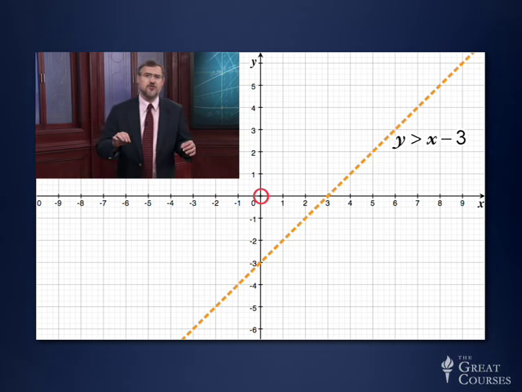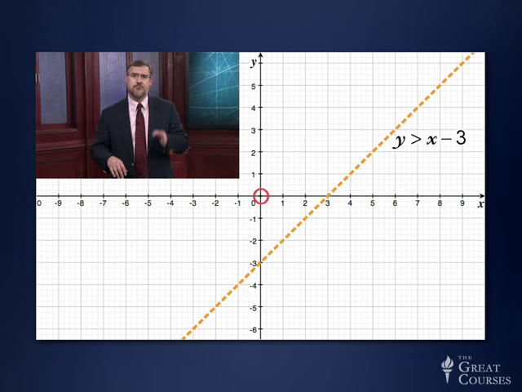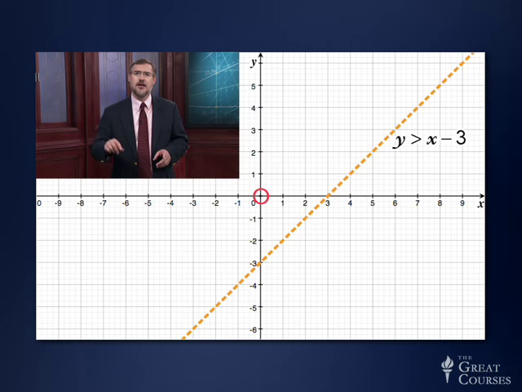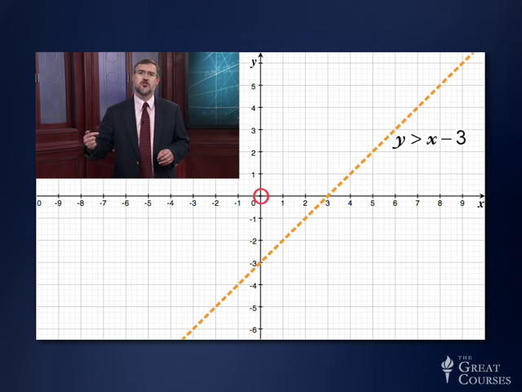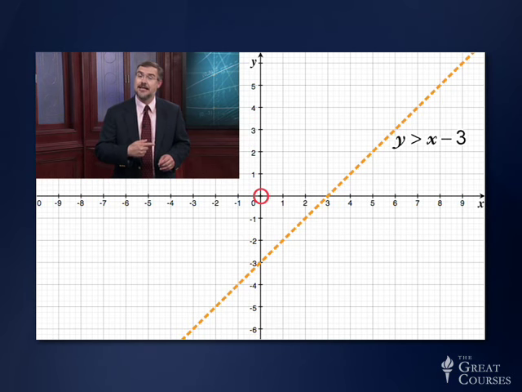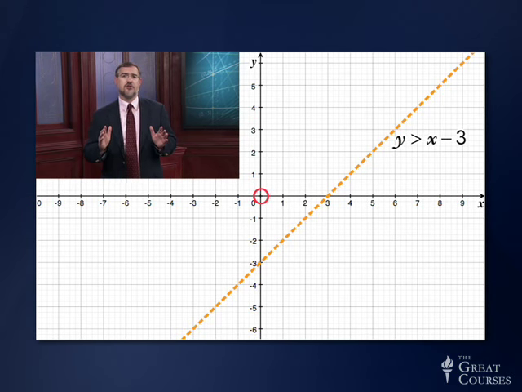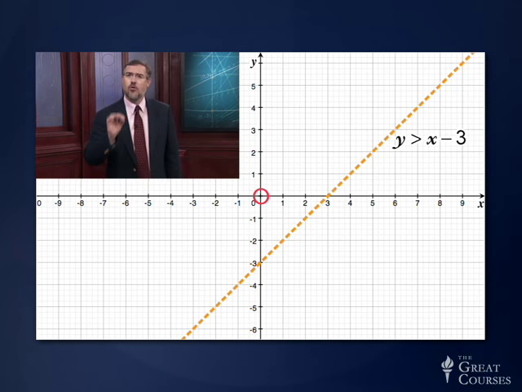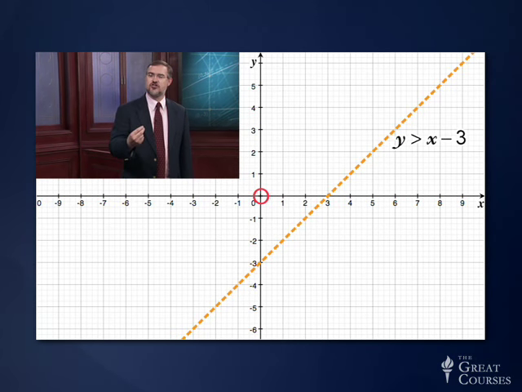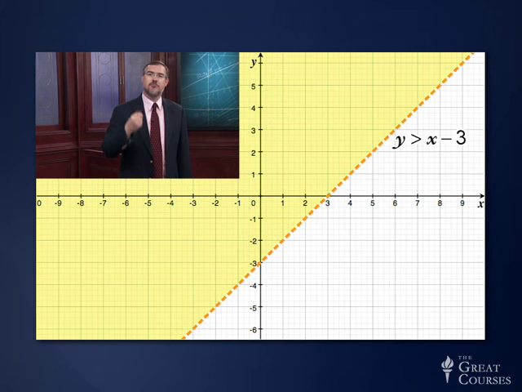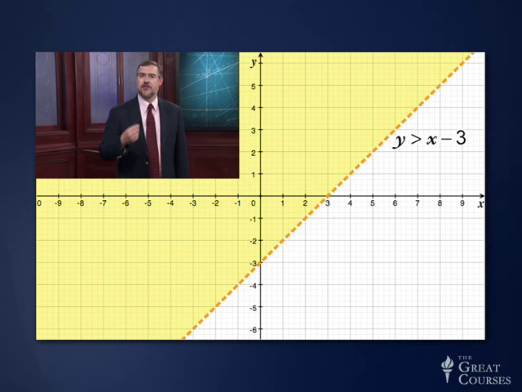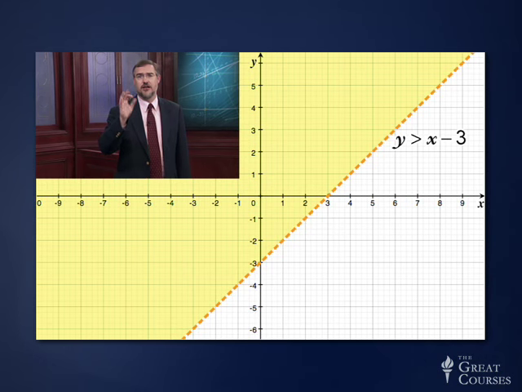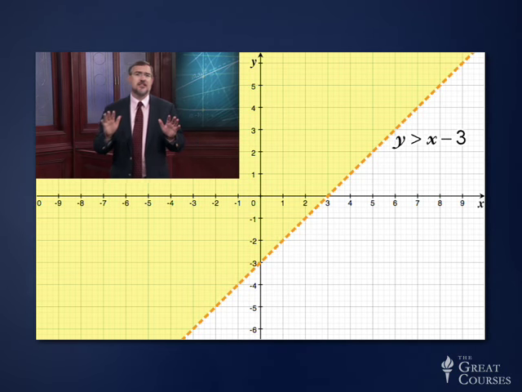And if that's a bit confusing, by the way, draw a quick number line, plot 0 and plot negative 3, and ask yourself if 0 is to the right of negative 3. And it is. So the answer to whether 0 is greater than negative 3 is yes. And that means that the origin is in the solution set. So I need to shade the part of the plane which is above and to the left of the line. Because do you see that the origin is above and to the left of the line? Good.